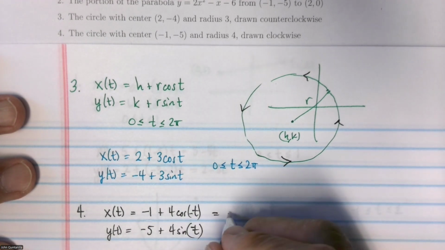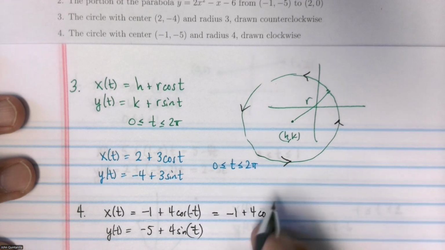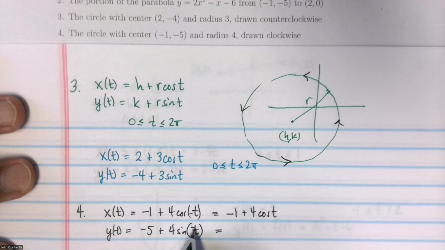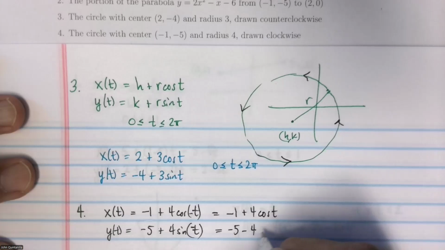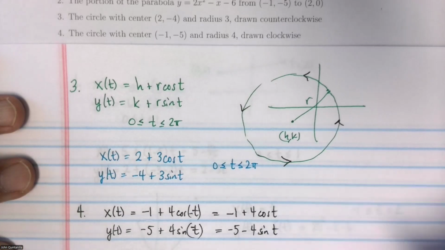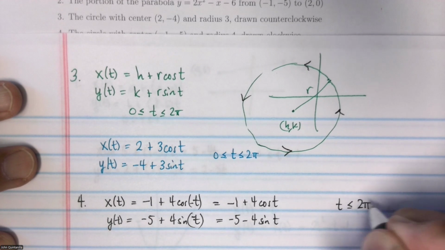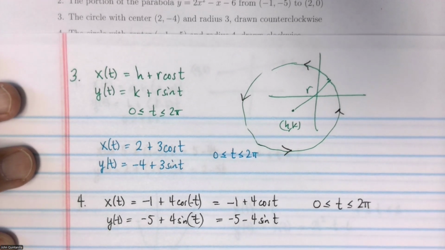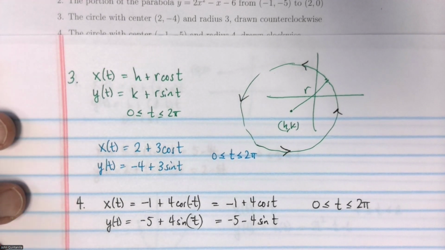Okay, now using a trig identity, we have negative 1 plus 4 times the cosine of t. Cosine is an even function, so the negative goes away. But here, sine is an odd function, and so the minus comes out: negative 5 minus 4 times the sine of t. And again, t will range between 0 and 2 pi for one revolution of the circle. Okay, so that's the handling of these four figures.